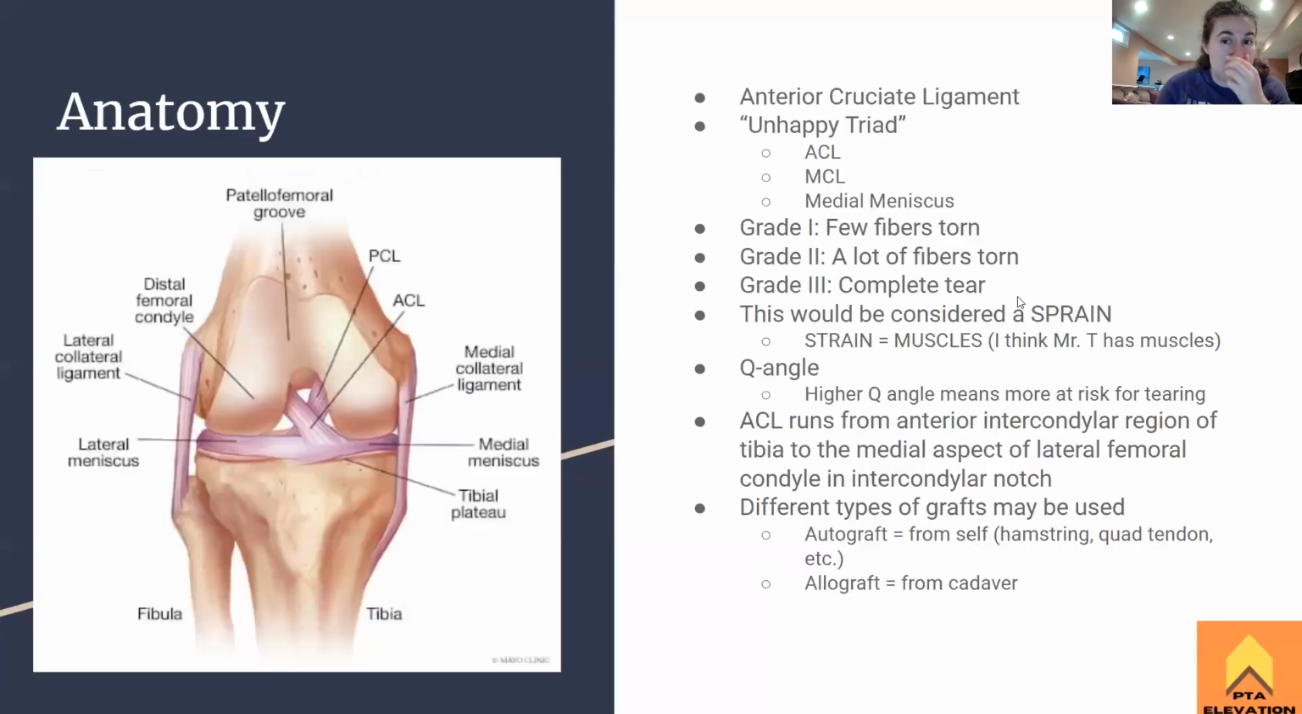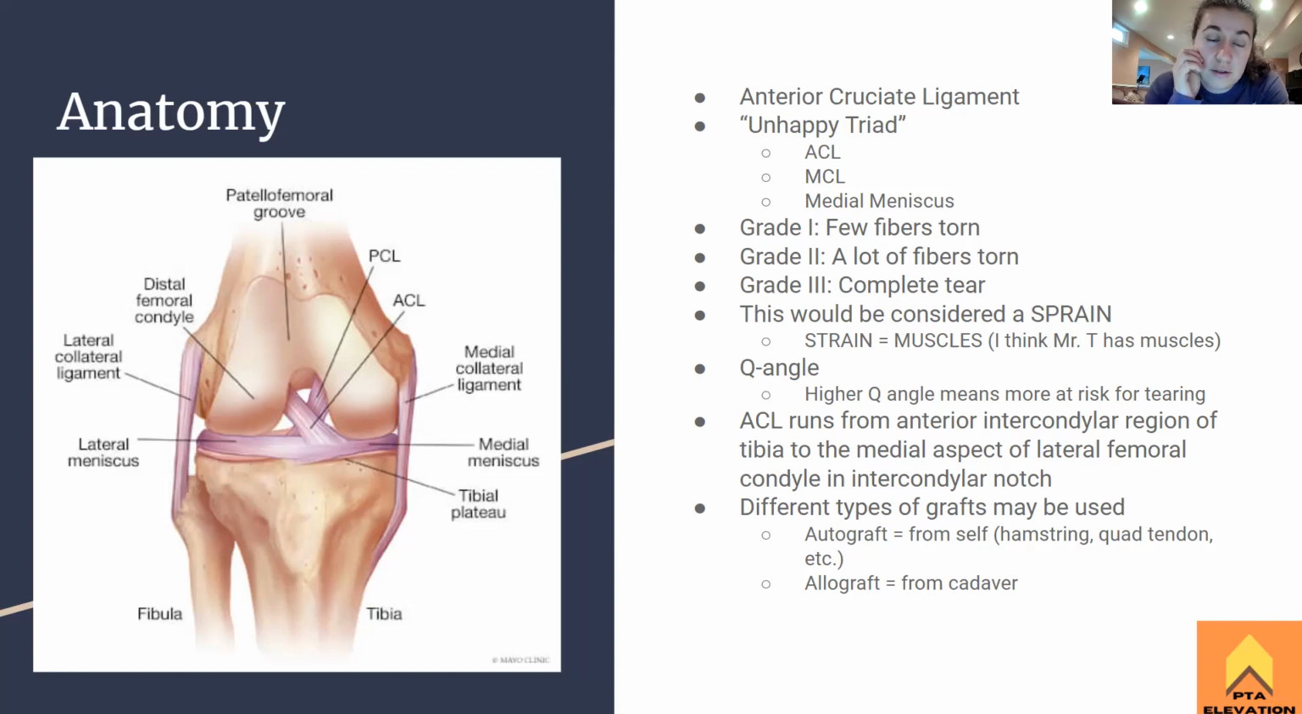So, anatomy associated with it: obviously we're looking at the knee joint here. The ACL is the anterior cruciate ligament. Understand that the PCL is the posterior cruciate ligament as well, MCL stands for medial collateral ligament, and lateral collateral ligament would be LCL. So understand what the acronyms mean.